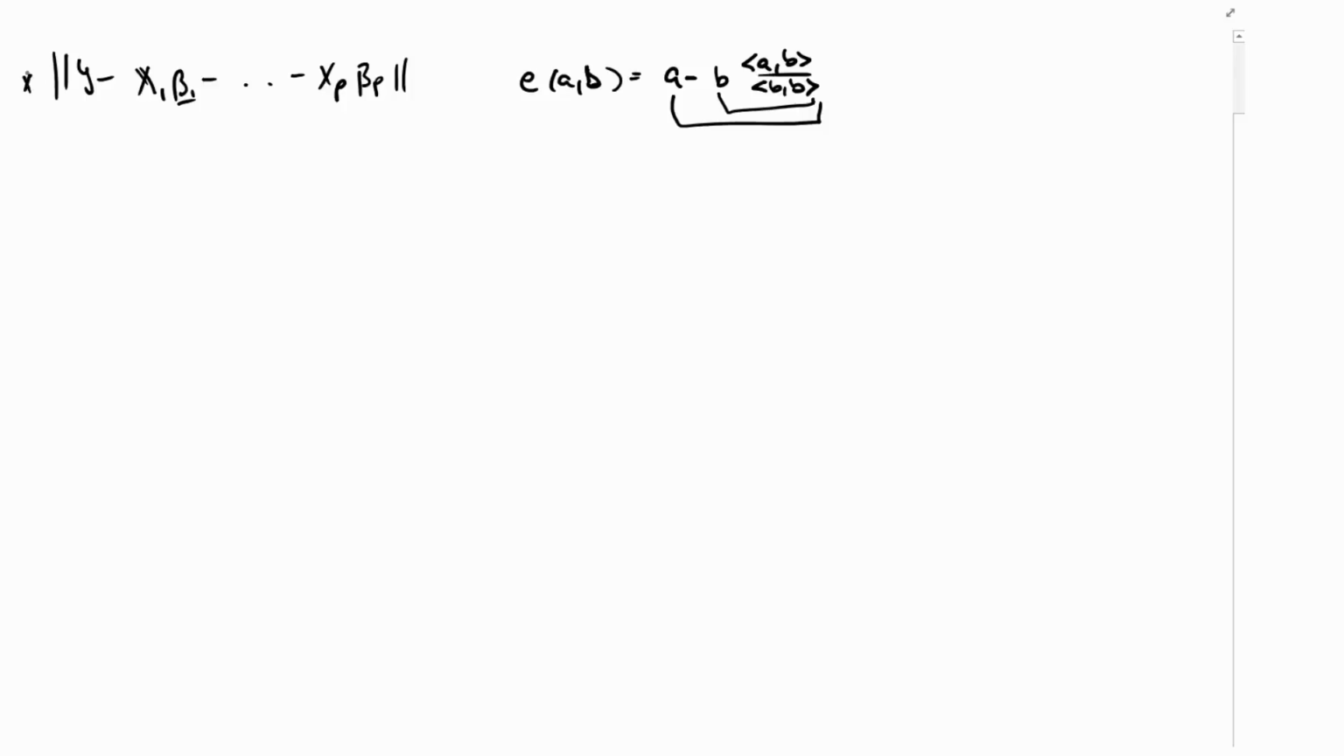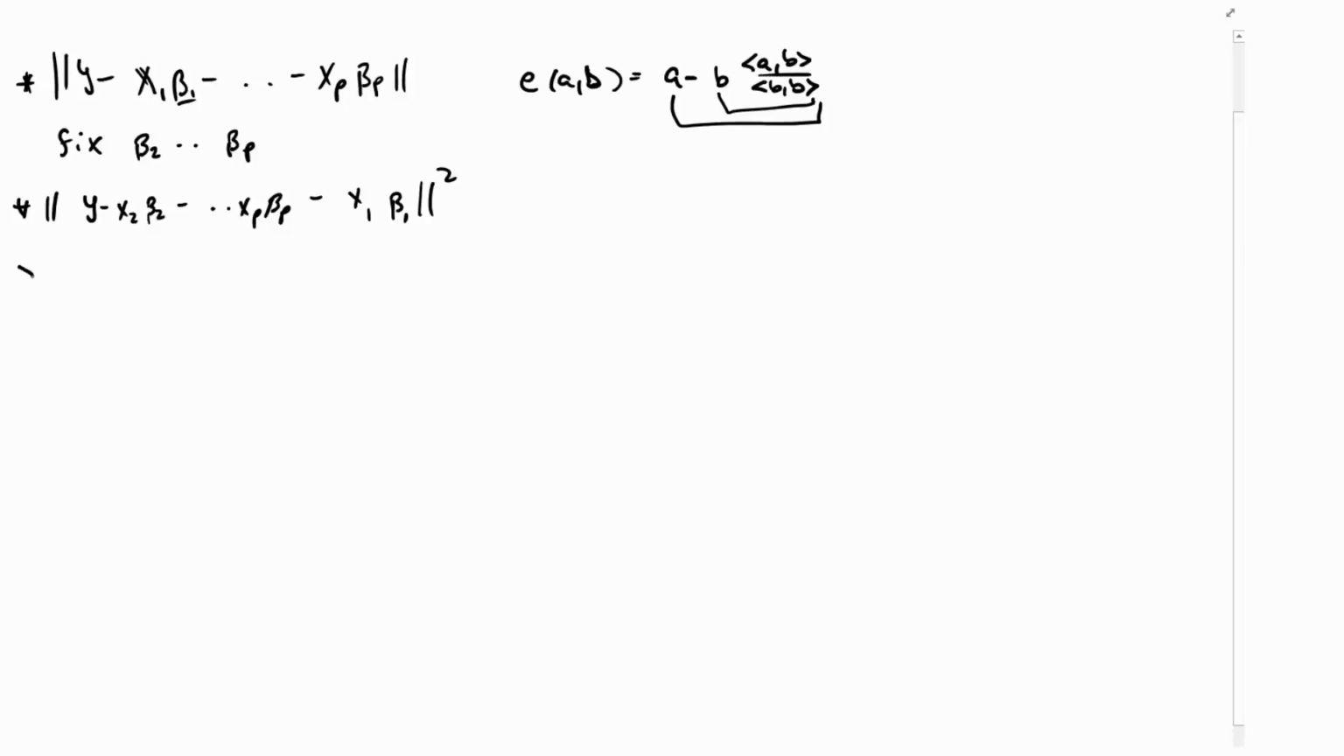Okay, so let's take this asterisk function right here, and then let's fix beta 2 up to beta p as if they were known. So then the vector y minus x2 beta 2 up to xp beta p could be considered a single outcome, and then x1 beta 1 could be thought of as the predictor. So I've just simply rewritten asterisk as a single predictor and regression to the origin.